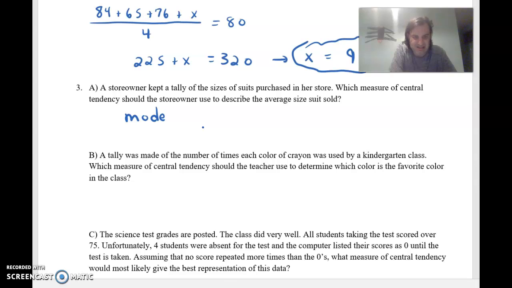B. A tally was made of the number of times each color of crayon was used by a kindergarten class. Which measure of central tendency should the teacher use to determine which color is the favorite color in the class? So number of times each color crayon was used. Since color does not work very well mathematically and it would be kind of hard to order those, I would once again say the mode. She wants the most popular.